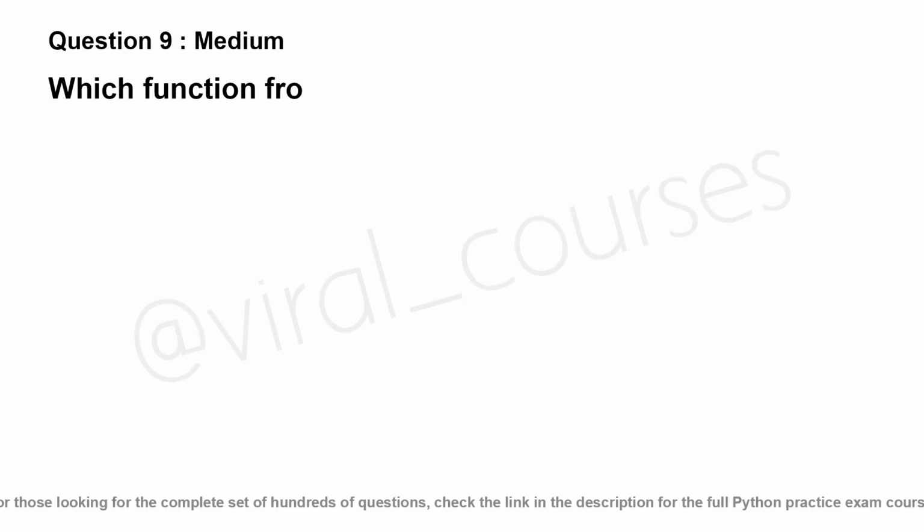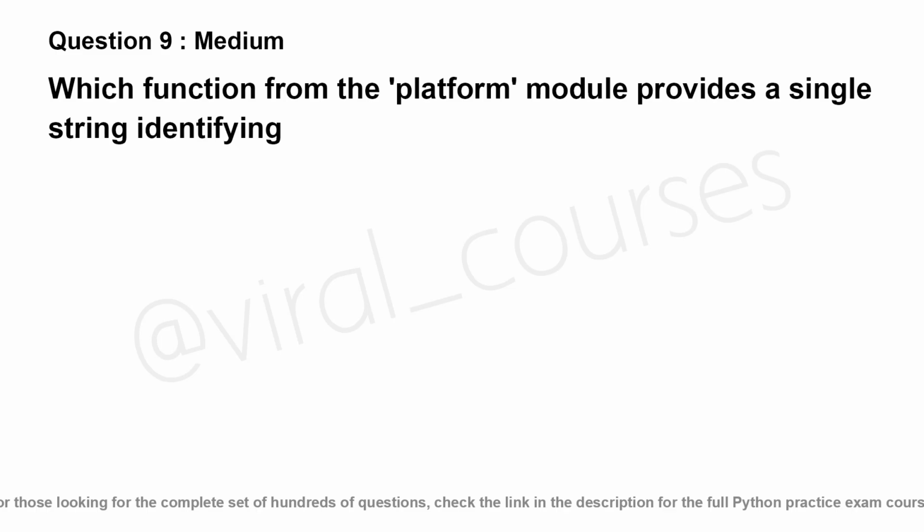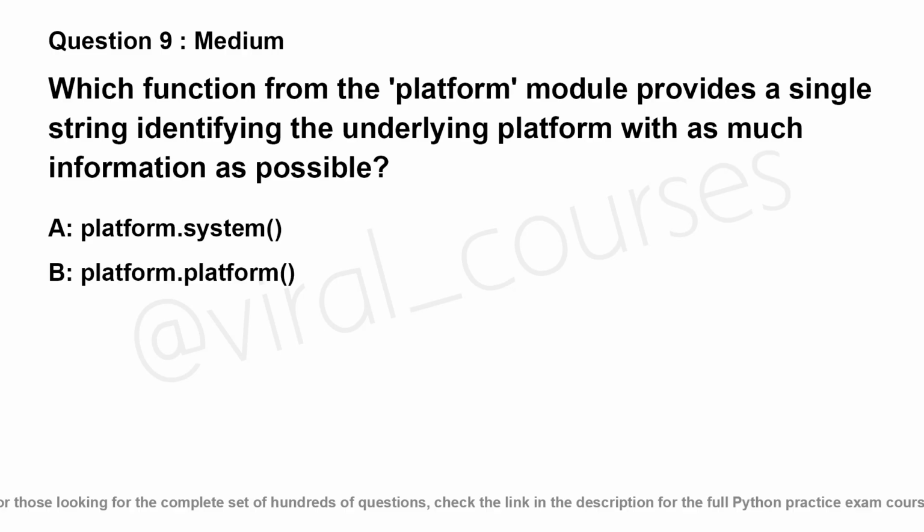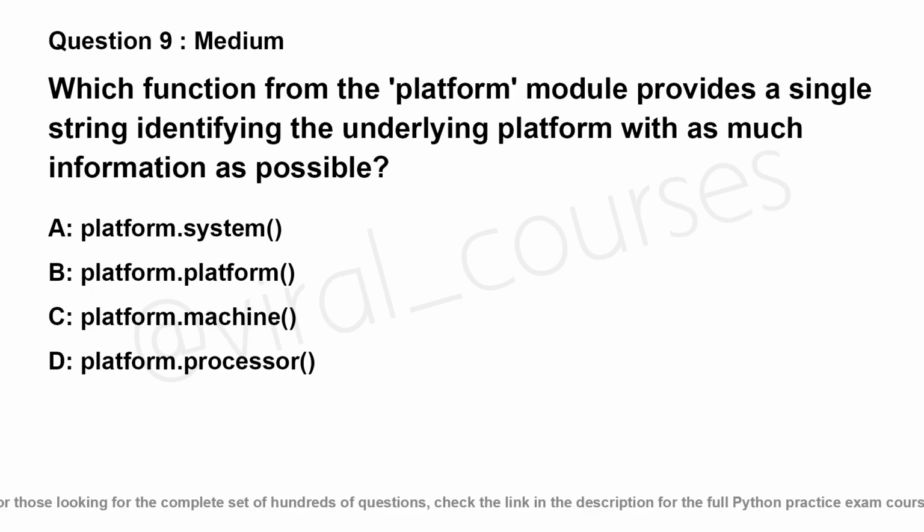Which function from the platform module provides a single string identifying the underlying platform with as much information as possible? Option A, platform.system. Option B, platform.platform. Option C, platform.machine. Option D, platform.processor.